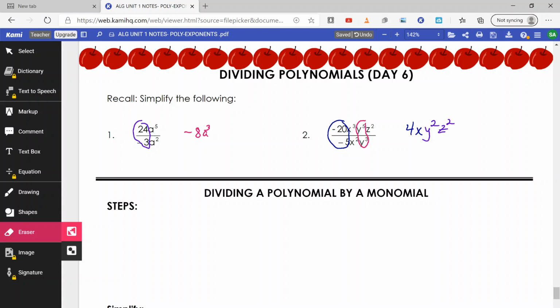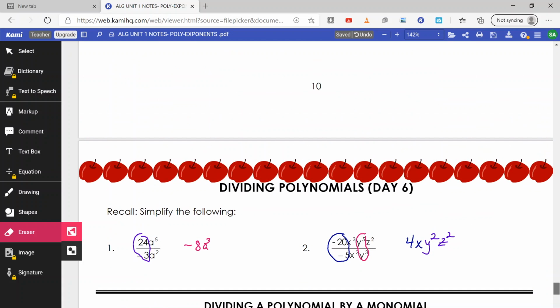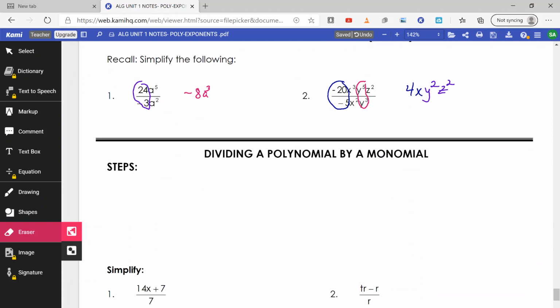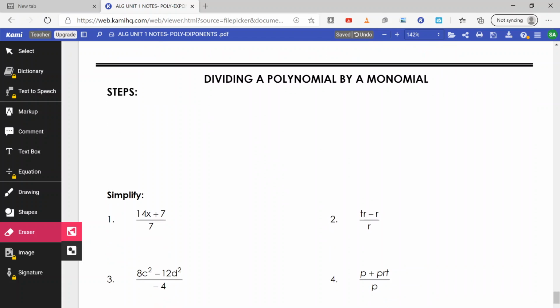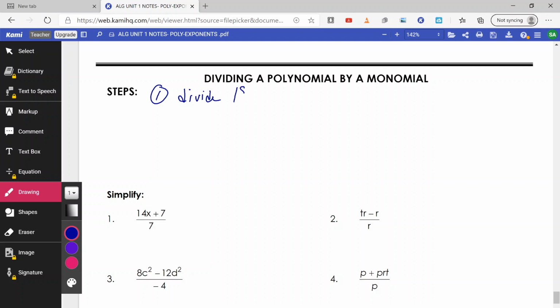So that's a monomial by a monomial. One thing up top divided by one thing on the bottom. So what happens when we talk about dividing a polynomial by a monomial? So again, a polynomial means many numbers. So we're adding and subtracting 2 or 3 or 4 items by a single item on the bottom. Well, pretty much we divide everything by the bottom number. So the first step we would do is divide the first number by the denominator.